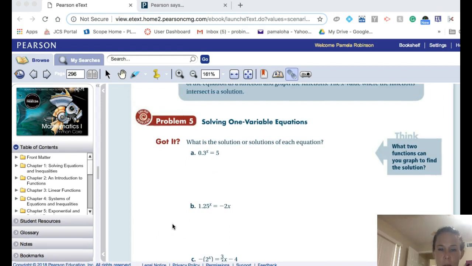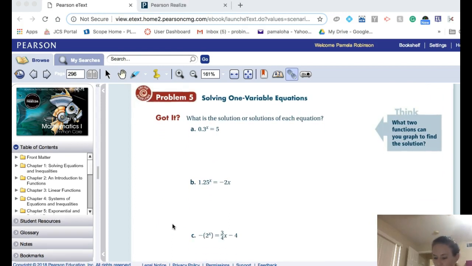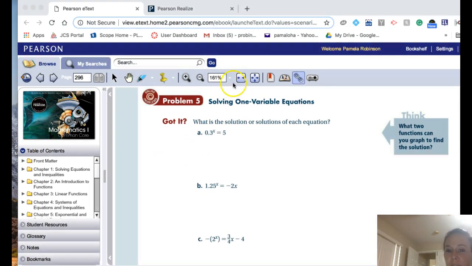Okay, to do the online problem number 5, this is what you're going to do. Instead of doing the online, let's do these Got It's. What is the solution or solutions to each equation? And look at this little hint: what two functions can you graph to find the solution? Well, what you want is to know where 0.3 to the x equals 5. So what I can do is graph y equals 0.3 to the x, y equals 5, and then see where those two lines intersect. And that would give me the solution.